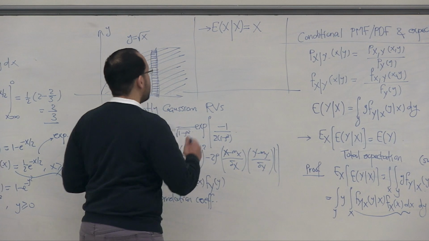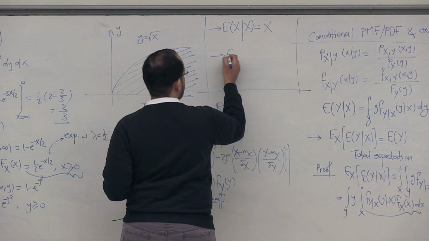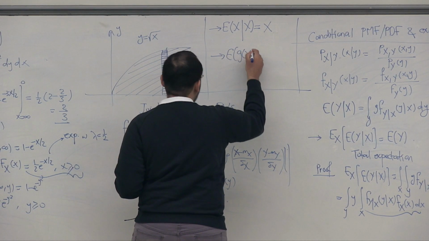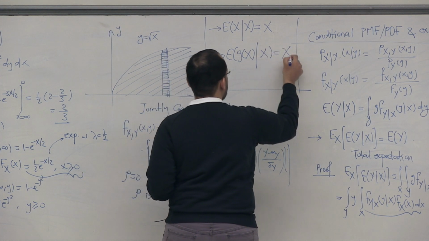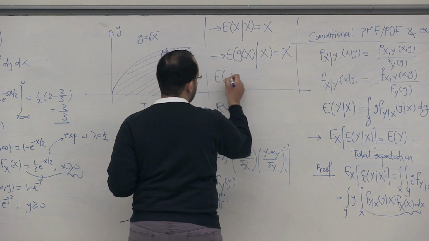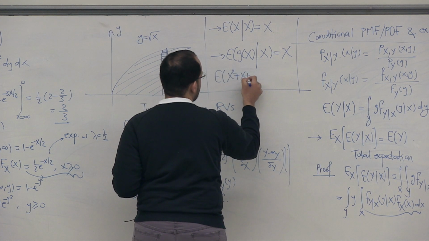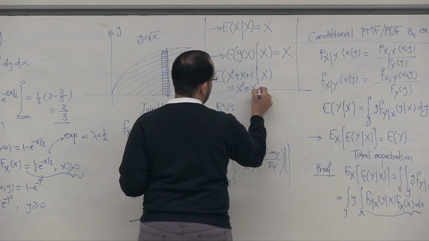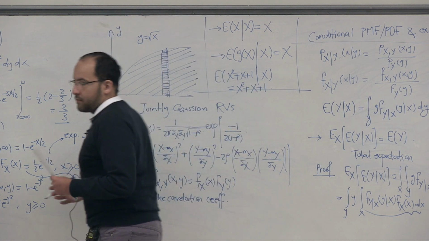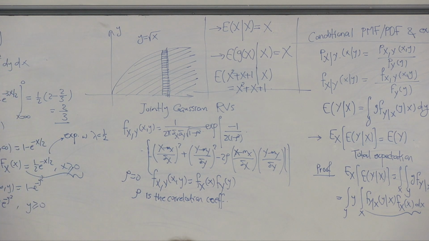As a matter of fact, this applies also to the expected value of any function that is solely of your random variable. For example, the expected value of x squared plus x plus 1 given x is x squared plus x plus 1. There's no randomness. I gave you its value. It's nothing.